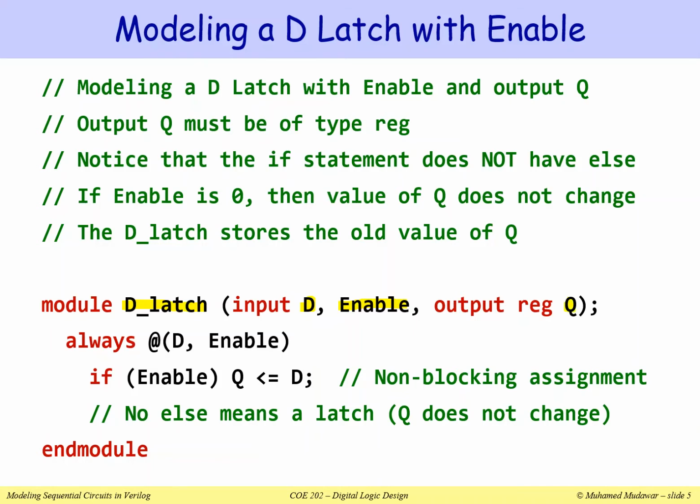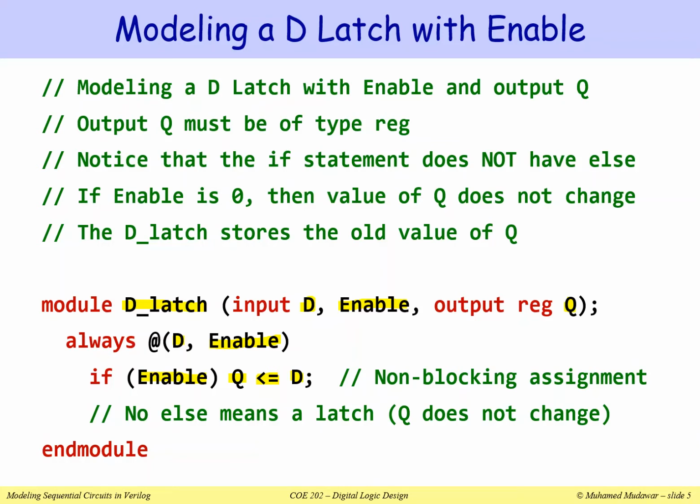Now I'm going to write an always statement, and this always statement is sensitive to the D input as well as to enable. Both signals are listed in the sensitivity list. If enable is 1, that's the meaning of this if statement, then Q becomes D. This is called a non-blocking assignment operator. Notice the symbol here. I will cover this assignment operator in detail in the next few slides. We use non-blocking assignment when we are modeling latches, flip-flops, or even sequential circuits.